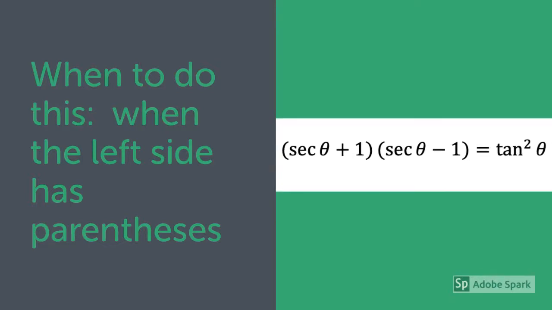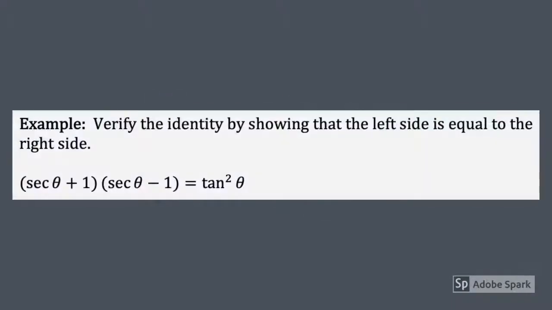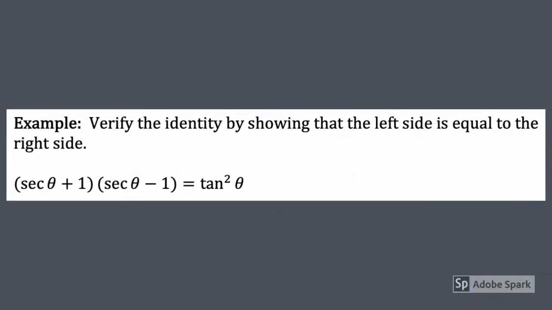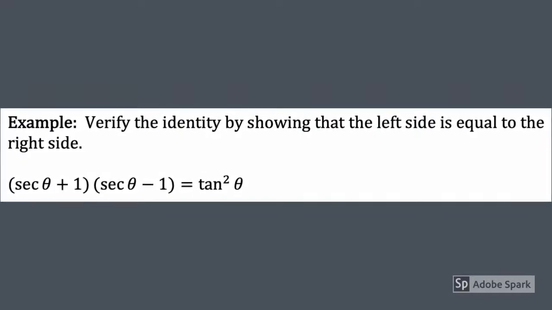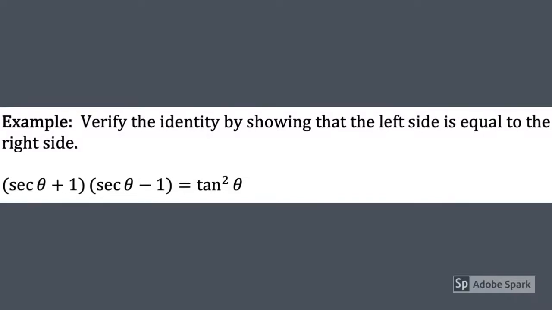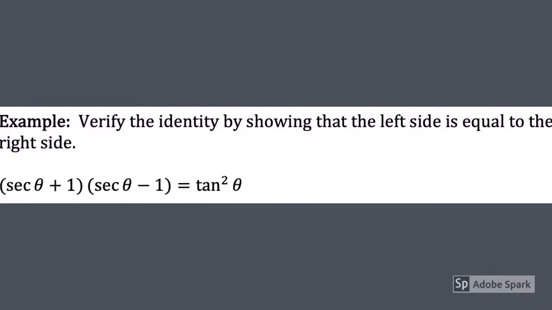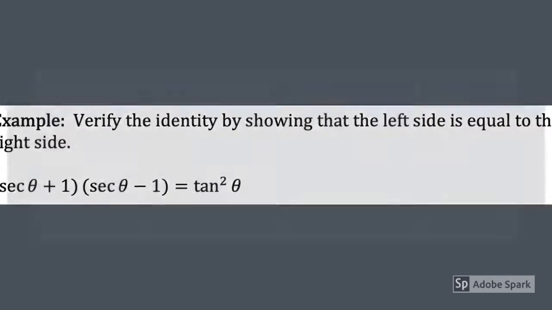Therefore, you'll know you want to multiply that expression out when the left side of your identity has parentheses to start with. So here's an example. Your directions for every verifying a trig identity problem will say, verify the identity by showing that the left side is equal to the right side. We know that we want to use our strategy of multiplying out a factored expression for this example because when I look at the left side, I see parentheses.